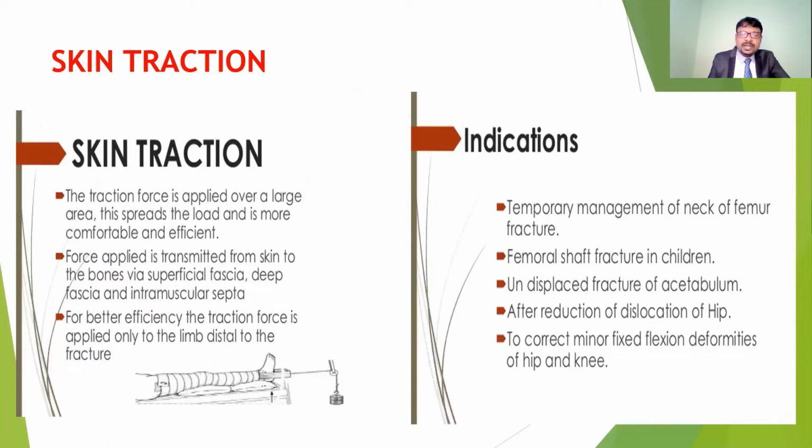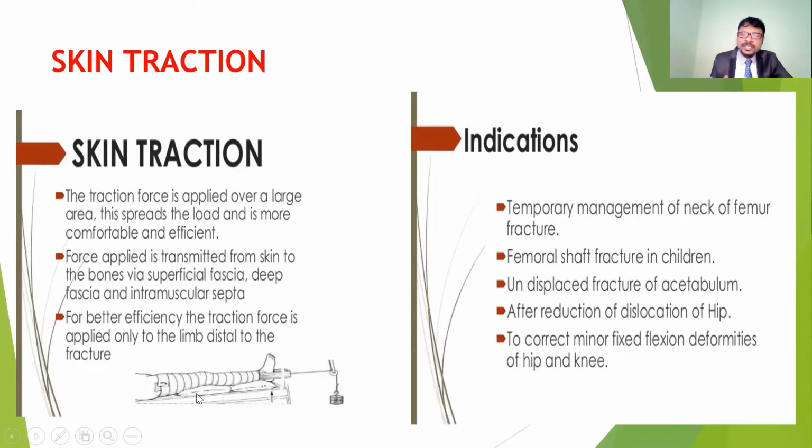The first type is skin traction. In skin traction, the force is applied over a large area. This spreads the load and is comfortable and efficient. In skin traction, we apply a crepe bandage along the lower limb and give weight at the end. This weight pulls along the long axis, giving the traction and also preventing friction at the bone fragments.